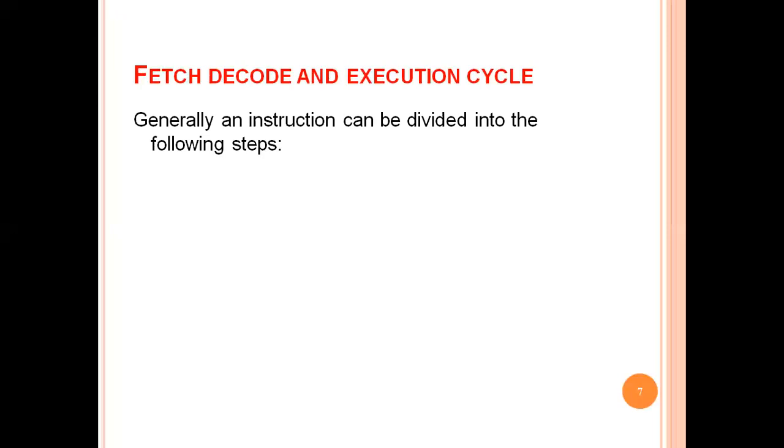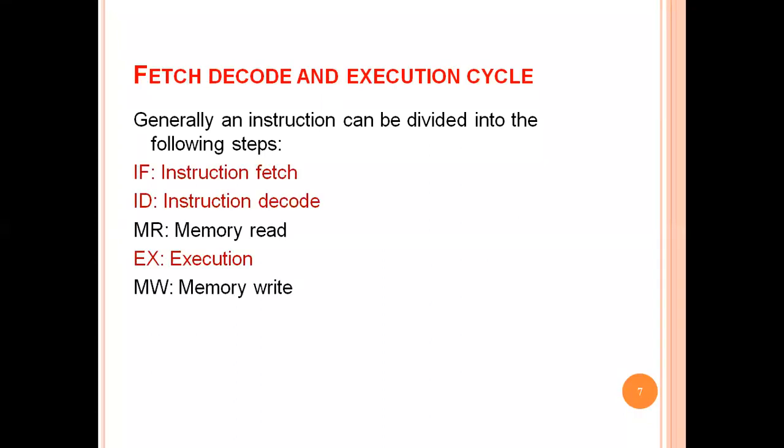Now comes the different types of cycle. Okay. Now when we are talking about the instruction, always remember instruction can be divided into mainly 5 parts. Here I have written. Clear? First one is the instruction fetch. I will tell the meaning of the different things. Next one is the instruction decode, then memory read, then EX means execution, then MW means the memory write.